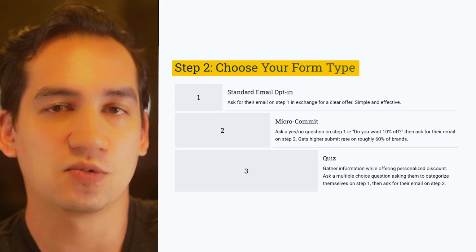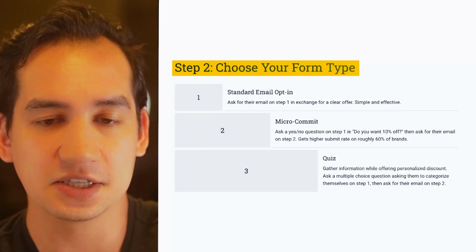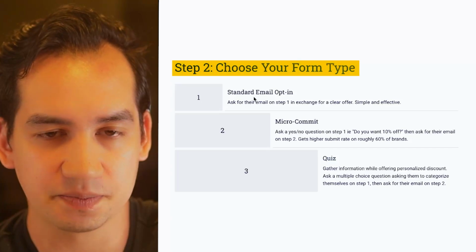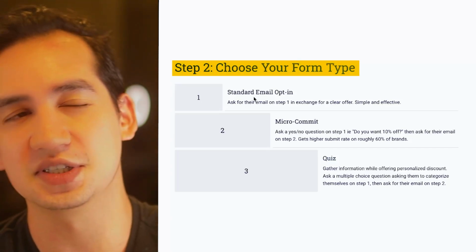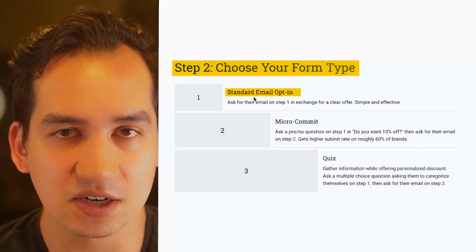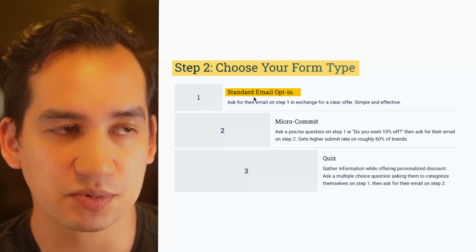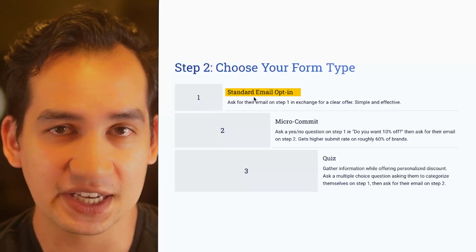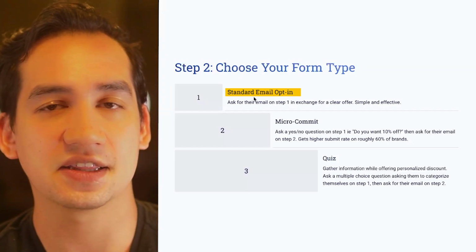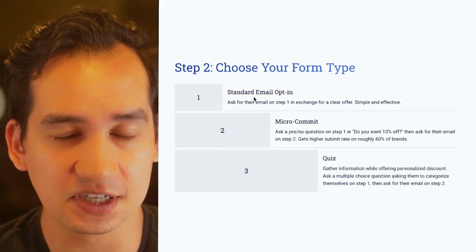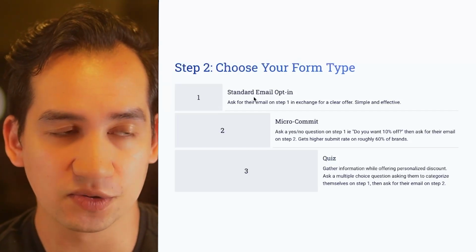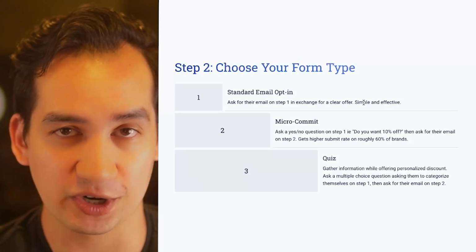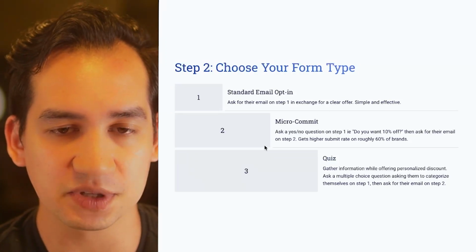Step two, you're gonna wanna choose your form type. All right, so there's a few different ways to go about it, but the standard sort of default one is basically what I showed you earlier. It's just the simple email opt-in on step one. All right, so for example, somebody comes to your website, and after the time delay, it pops up, and the first thing that pops up is, here's the offer, give us your email in exchange for the offer. So it's the opt-in for step one, and it works, it's effective. It might not work the best out of all the options, but it's a good place to start.